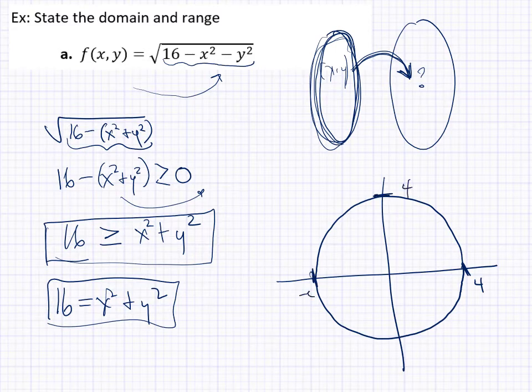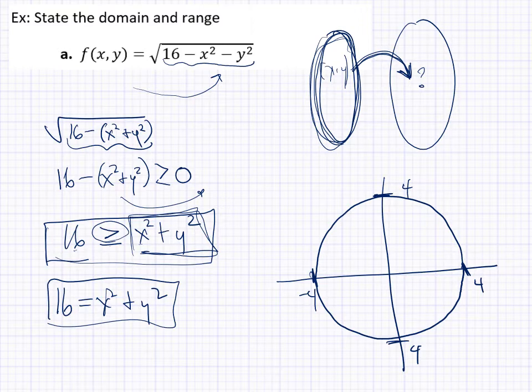Okay? But I don't have only 16 equals x squared plus y squared. I have 16 is greater than or equal to x squared plus y squared. Or you could say x squared plus y squared is less than or equal to 16. So I need to figure out all the ordered pairs that would satisfy that x squared plus y squared is not just equal to 16, but less than 16.